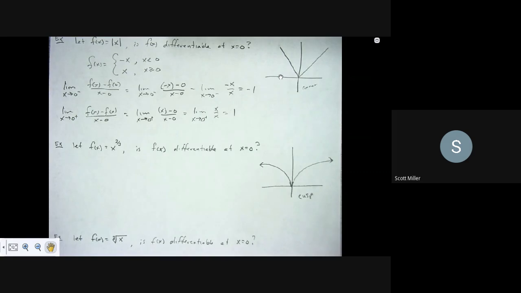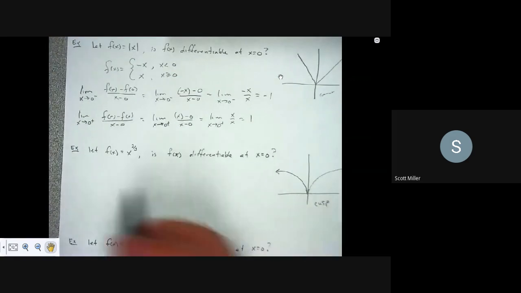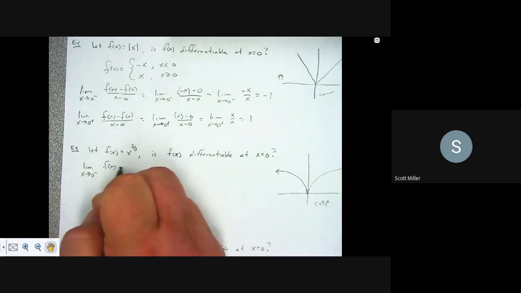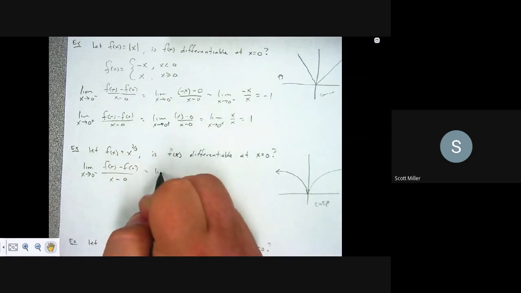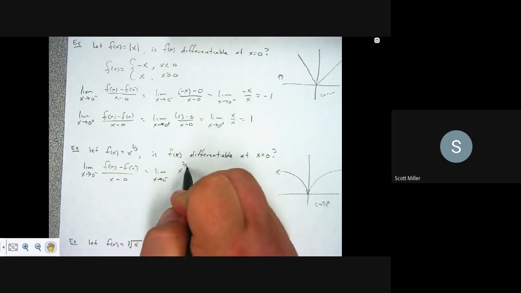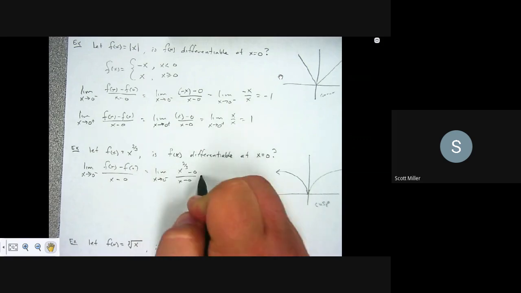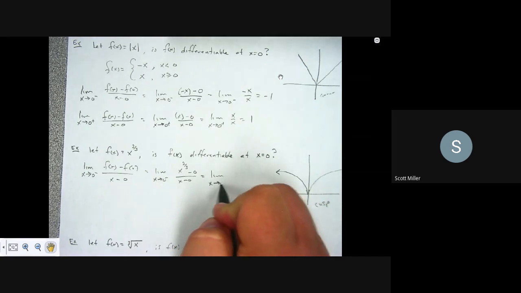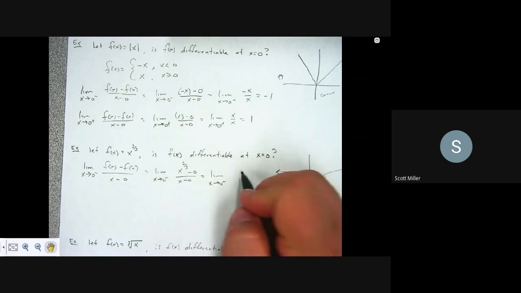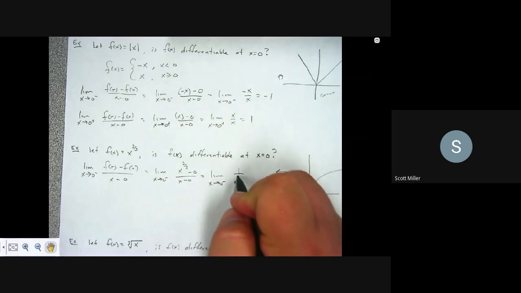And so, same process again. We need to check the limits from the left and the right. So this would be f of x minus f of 0 over x minus 0. This is the limit as x approaches 0 from the left, and this is going to be x to the 2/3 minus 0 over x minus 0. And this is basically going to be x to the 2/3 divided by x to the 1. So you subtract the exponents, and you literally get 1 over x to the 1/3.